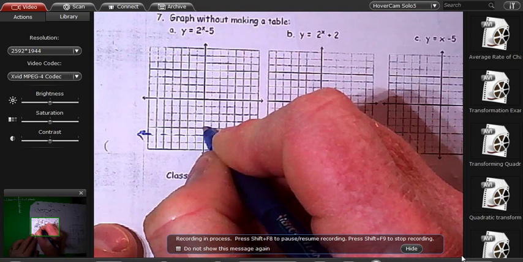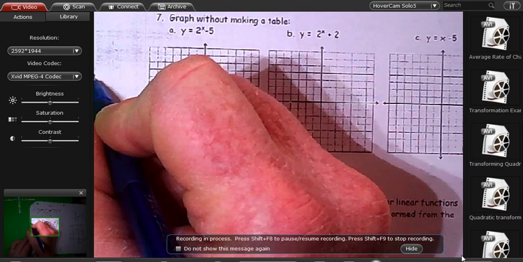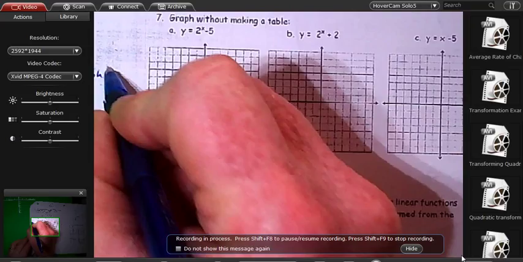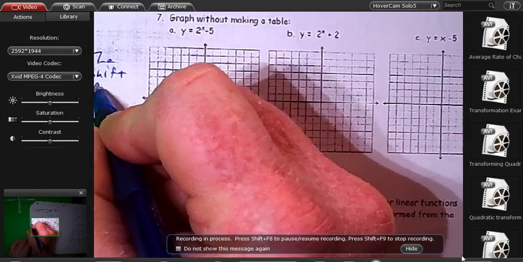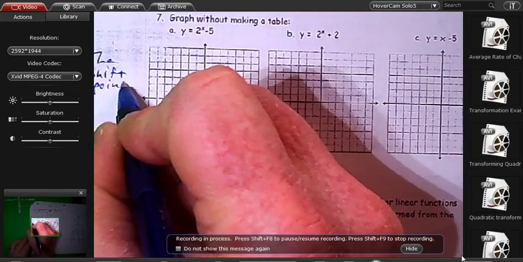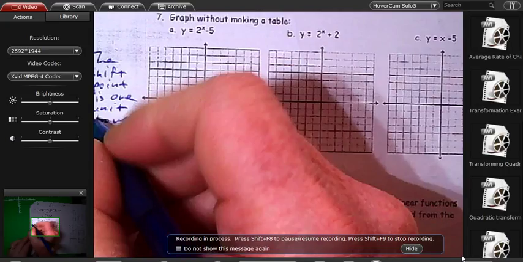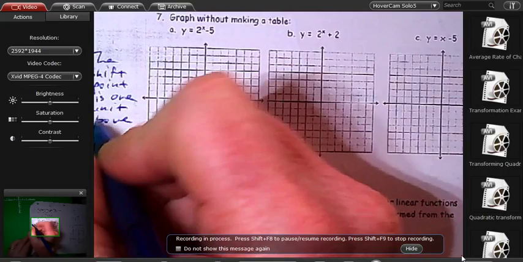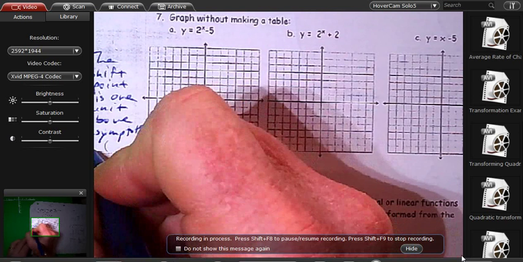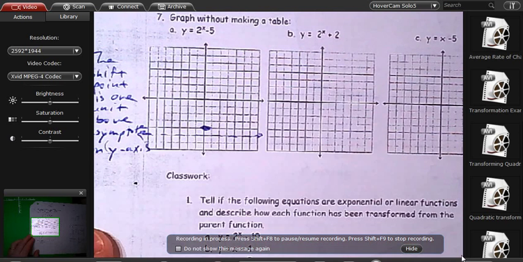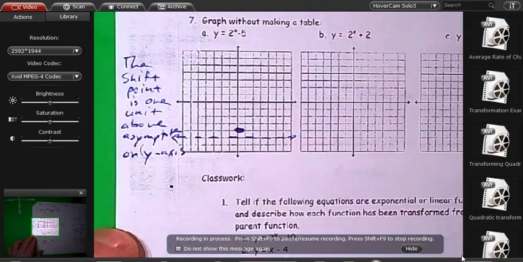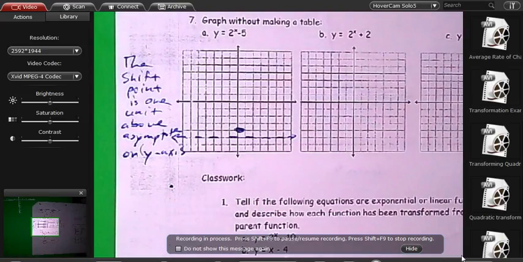Write this to the left. The shift point is 1 unit above asymptote on y-axis. Now, this is very important, guys. I'm not going to have you write this down, but you need to know it. This is only when our a value is 1. That's all we're dealing with right now. But when we start changing our a value, it's going to change the shift point location. So we got 1 unit above the asymptote. That's one of our points.